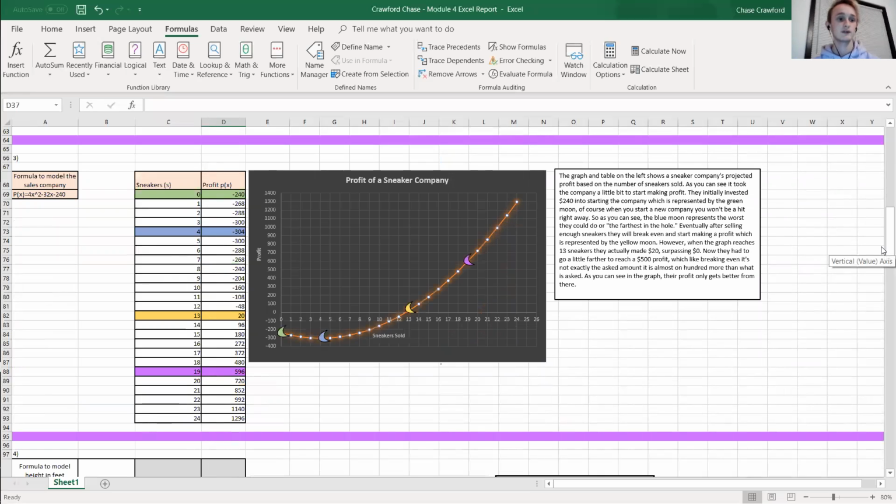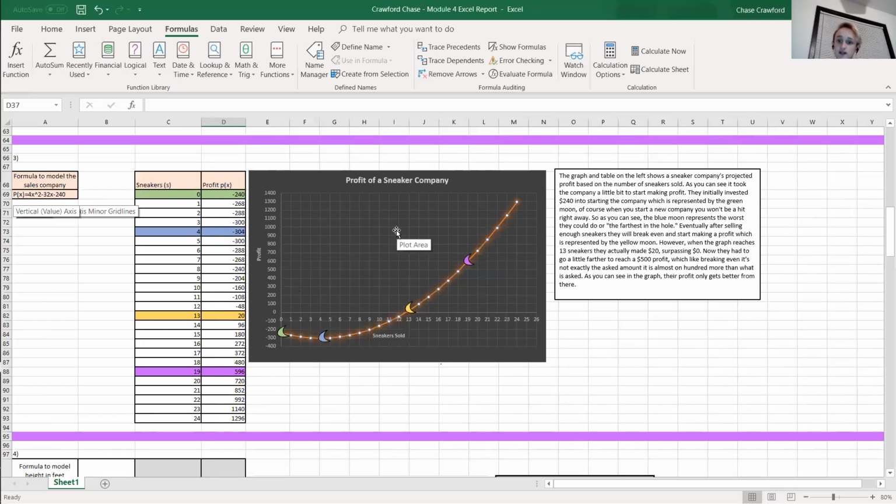Now, if you look right under number 3 over here, you can see the formula to model the sales company. It is P of x equals 4x squared minus 32x minus 240. Now, in the question, the graph and the table on the left shows the sneakers company's projected profit based on the number of sneakers sold.